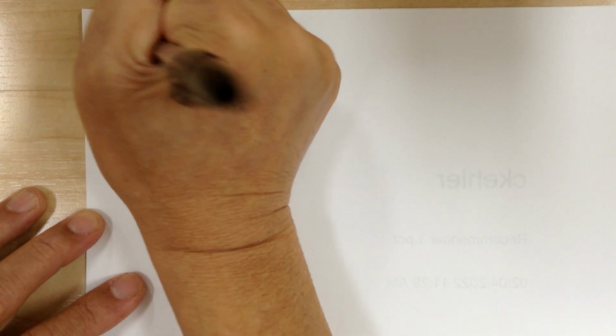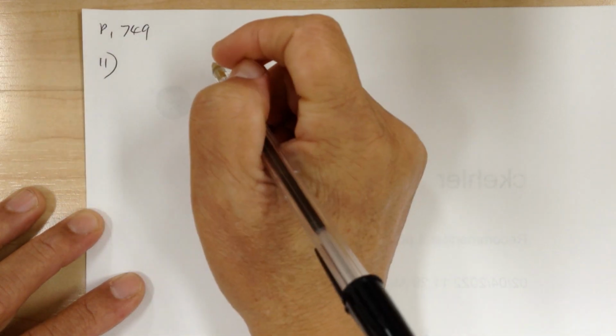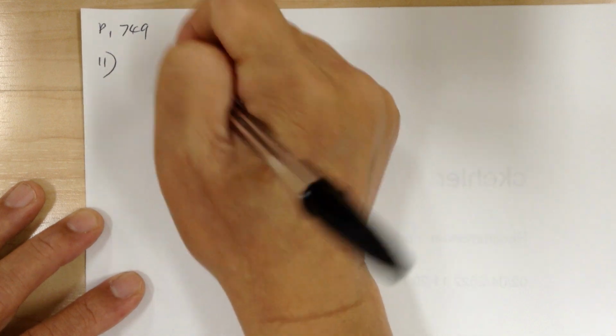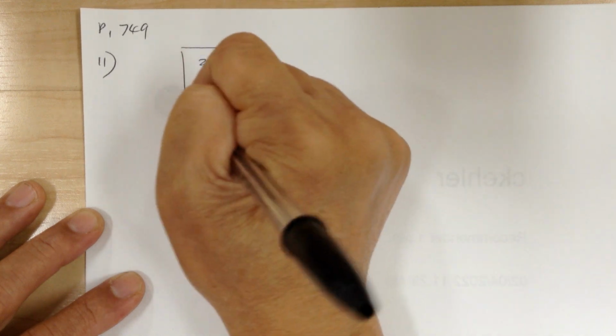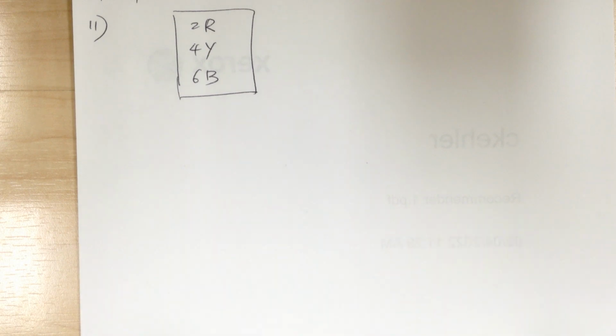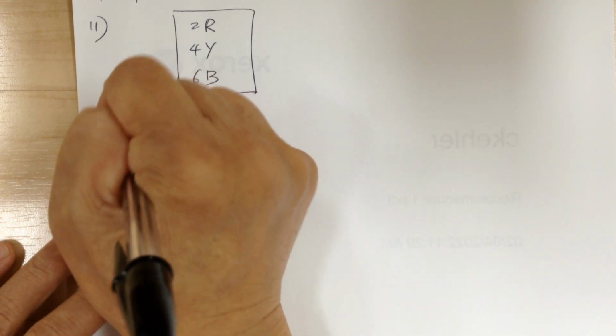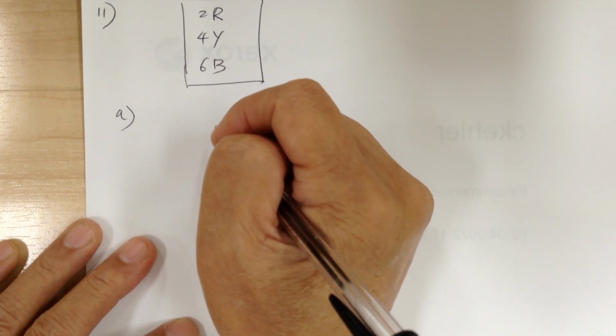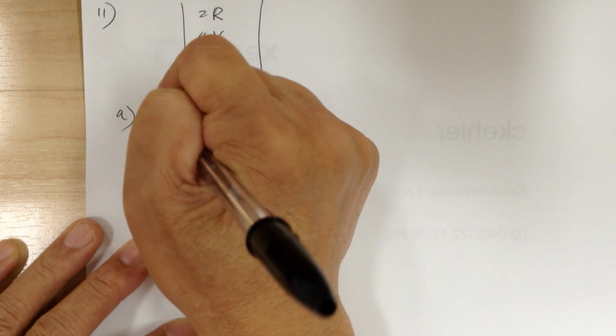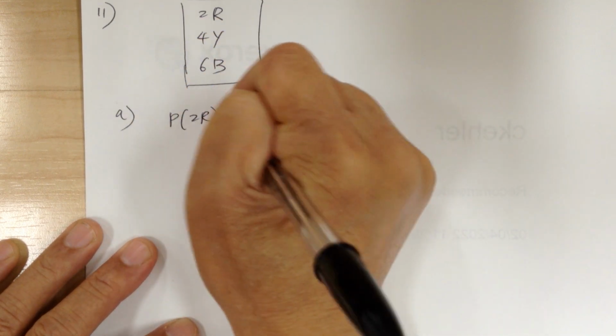Okay. Let's go to the next one. A bag contains 2 red, 4 yellow, and 6 blue marbles. So 2 marbles are drawn at random. So again, whenever you're getting more than 1 item, you have to use the combination, you have to use C. So 2 marbles are drawn at random. Find the probability of each event. So both are red. So probability of 2 red will equal to.